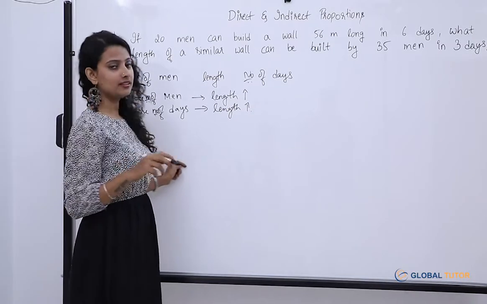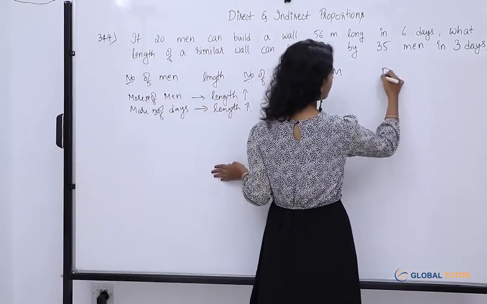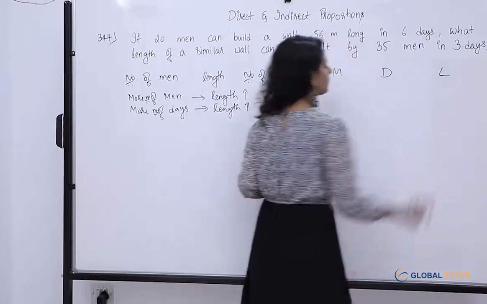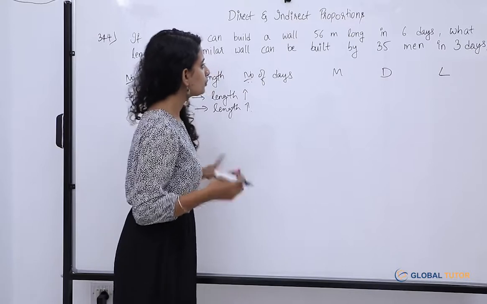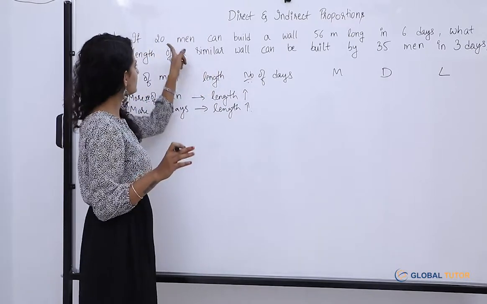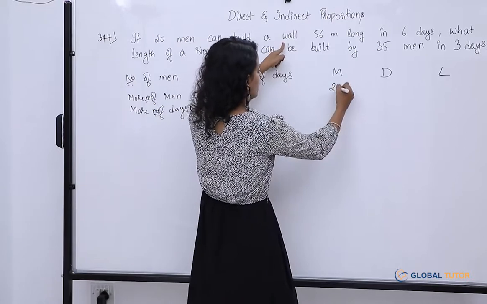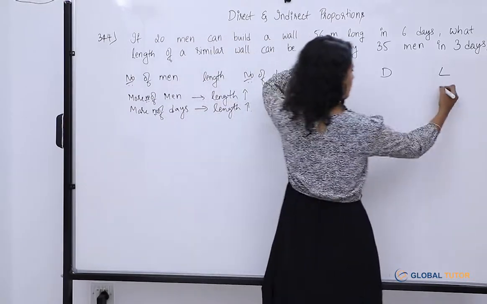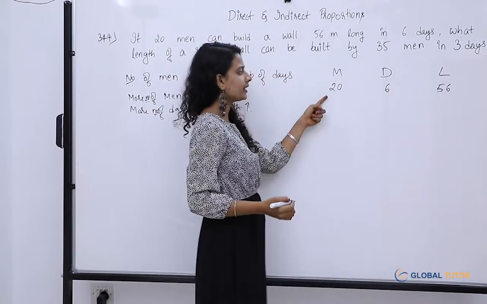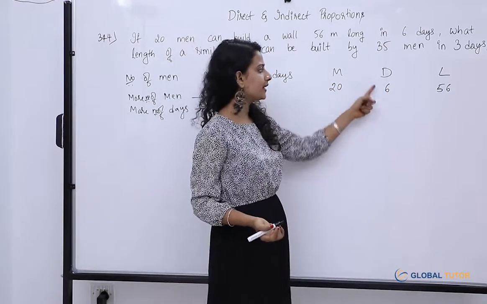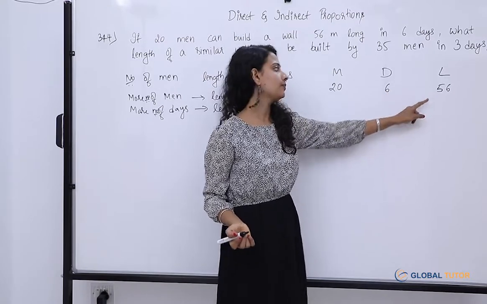So let us write the 3 parameters. One is men, then the days, then the length. Since we have to calculate the length, I am writing it at the end. So first let's write the data that is given. 20 men can build a wall of 56 meter long in 6 days. So number of men 20, number of days 6, and the length of the wall is 56 meter.